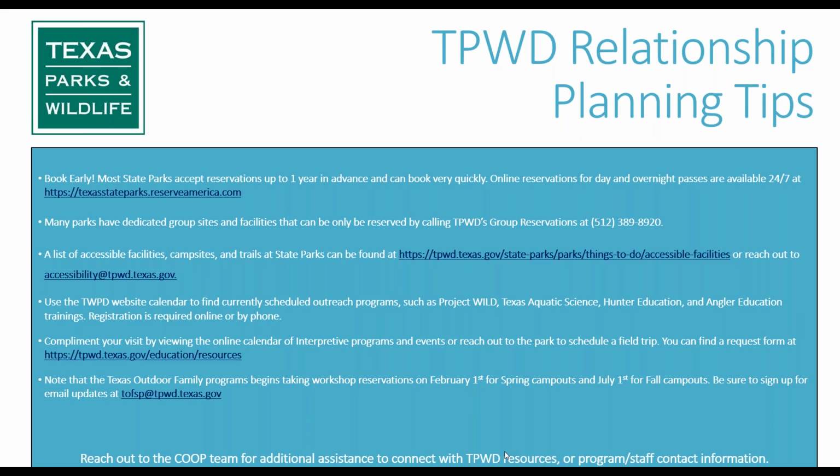Those of you that are working with Texas Outdoor Family, it's important to remember that their programs begin taking workshop reservations on February 1st for spring campouts and July 1st for fall campouts. So if you were hoping to camp out with them in October, you need to look for their open reservations starting July 1st, and they do book up very quickly. Be sure to sign up for their email updates, and then that way you'll get a notification when the Texas Outdoor Family programs start taking reservations.